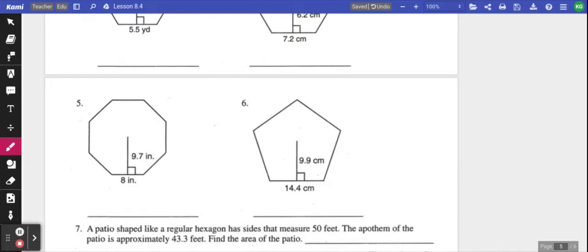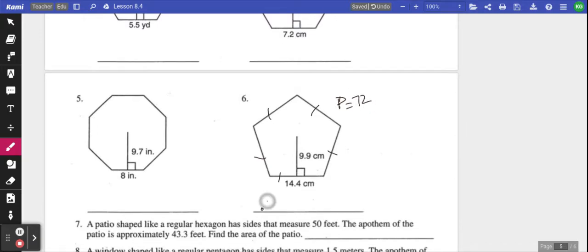And we'll go down to this one. 1, 2, 3, 4, 5. There are 5 sides at 14.4 each. That gives me a total perimeter of 72. So half the apothem, which is 9.9, times 72, gives 356.4.